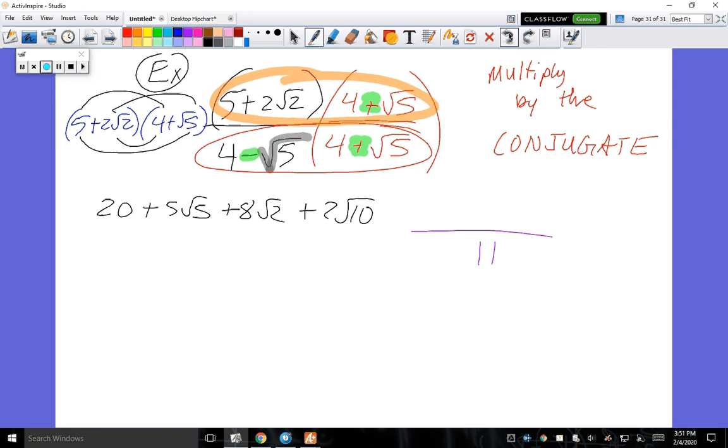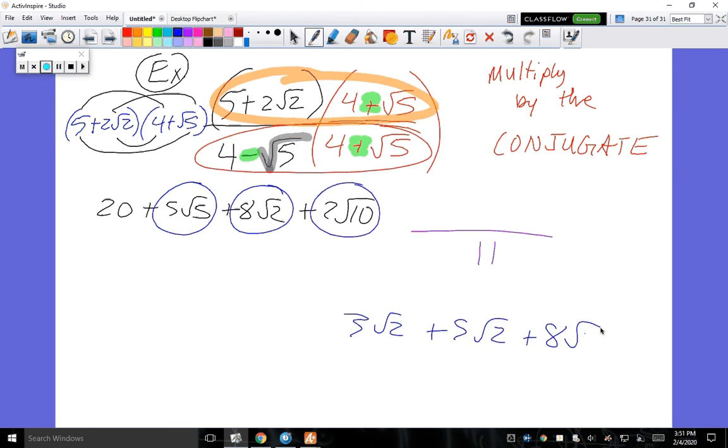So can I add this with that? No, I can't. Guys, if I had 3 root 2 plus 5 root 2 plus 8 root 2, could I add this to be 16 root 2s? Yeah, I can. It's the same radical. It's like saying 3 pencils plus 5 pencils plus 8 pencils will give me 16 pencils. You with me? It's like fractions.